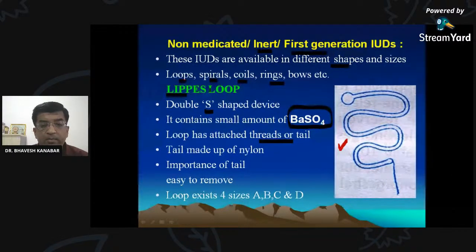I had asked why BaSO4 is there in the Lippes loop. One student has answered that it is because it can be recognized in X-ray. So if the device is missing, we can easily recognize the IUD in X-ray. So that is very right.